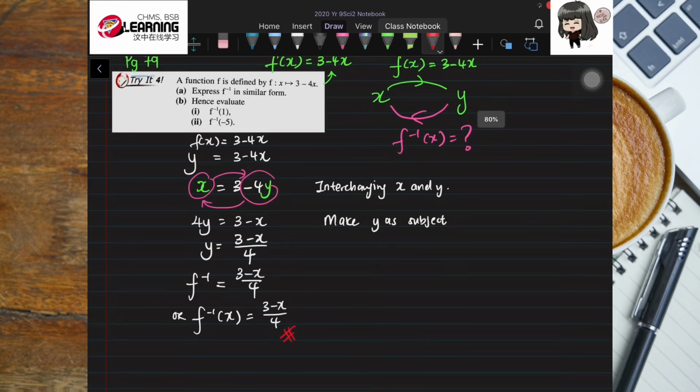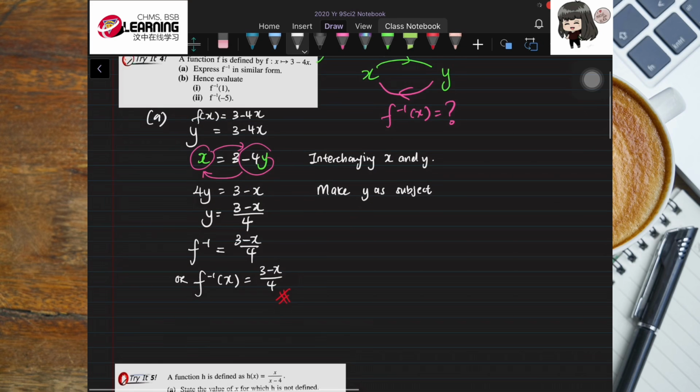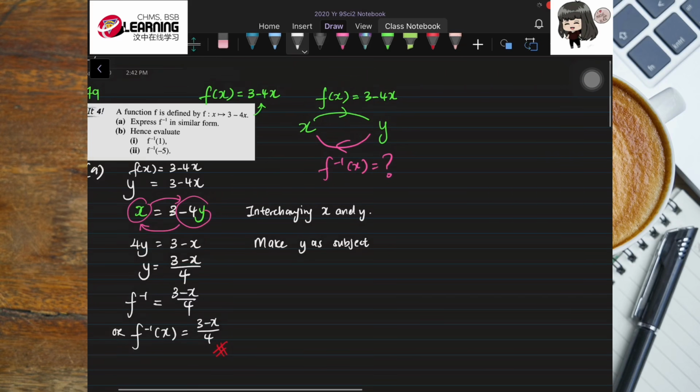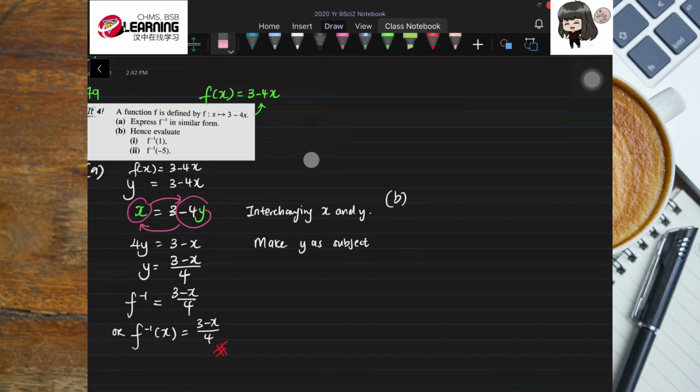Alright, so now part B, this is part A. Part B, I'll write it here. Hence, evaluate f inverse of 1. F inverse of 1. B part 1.